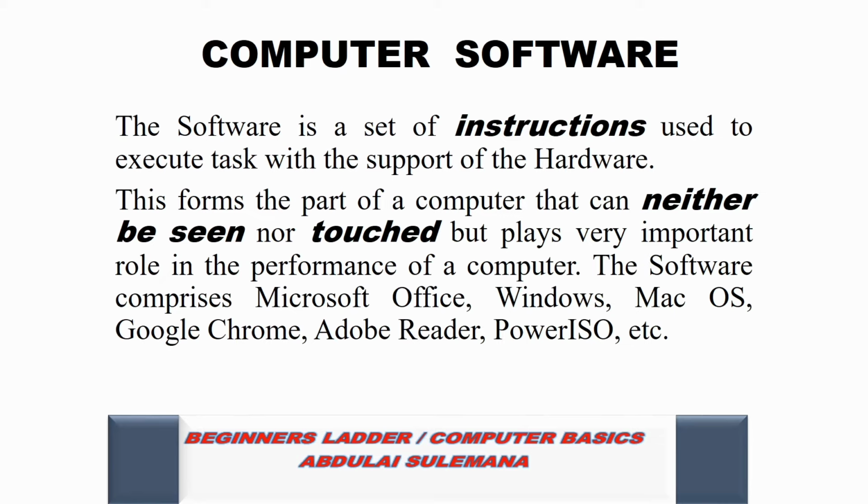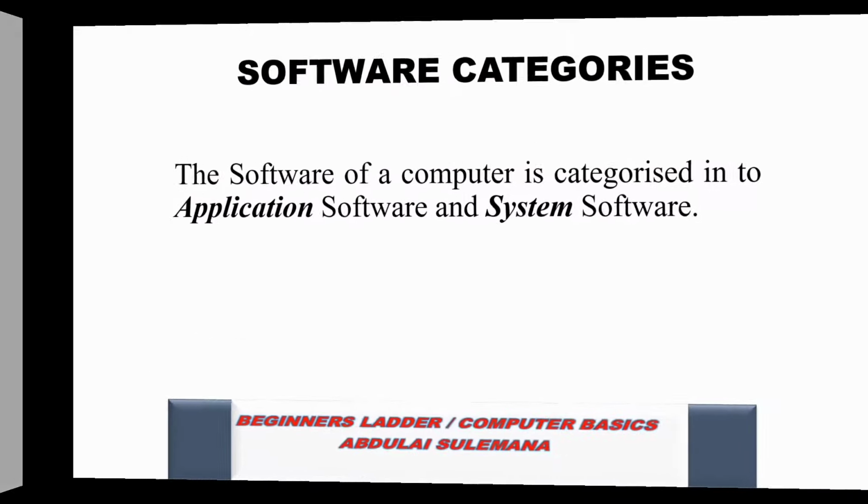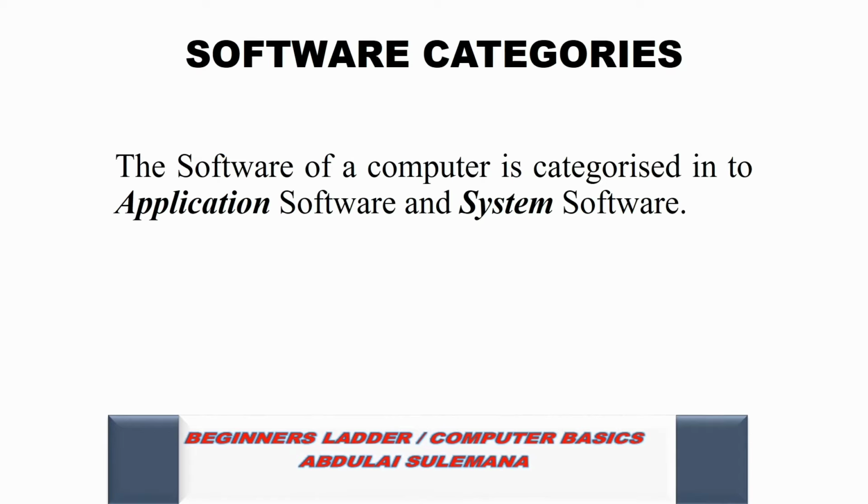The software comprises Microsoft Office, Windows, or you can say operating systems, Mac OS, Google Chrome, Adobe Reader, Power ISO, and many more. Plenty, I can mention all. Software categories. Basically, software of a computer is categorized into application software and system software.